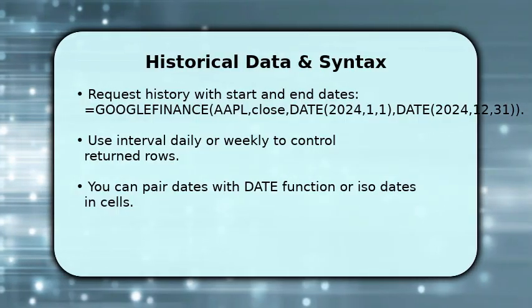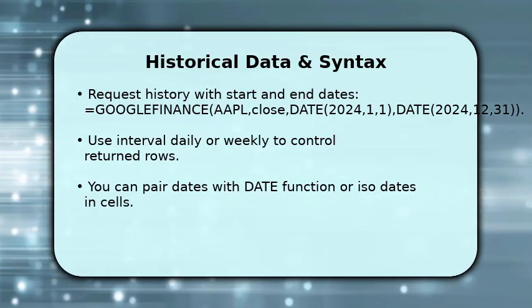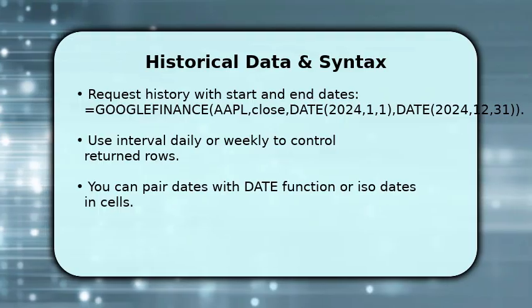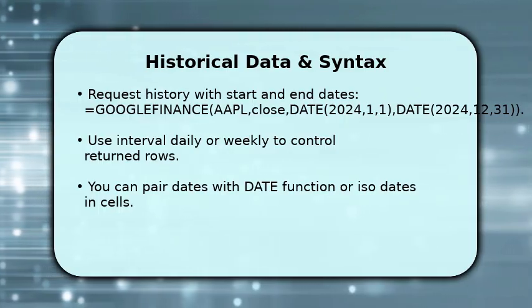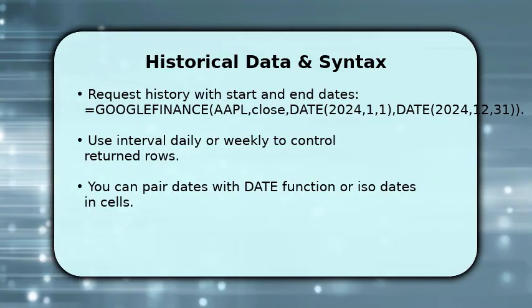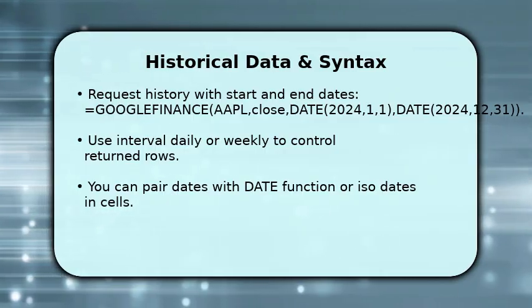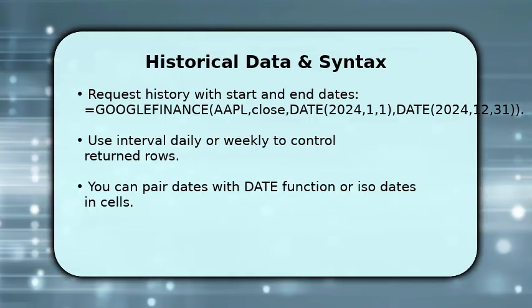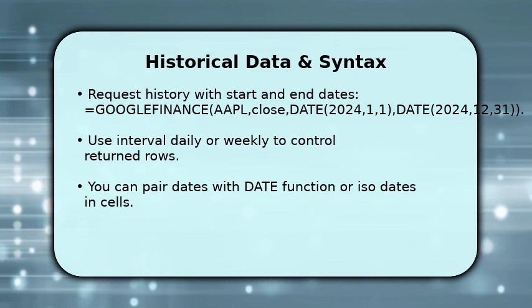Use =GOOGLEFINANCE(symbol, attribute, start_date, end_date, interval) for a time series. Example: =GOOGLEFINANCE("AAPL", "close", DATE(2024,1,1), DATE(2024,12,31), "DAILY"). The function returns a 2-column table of dates and values. Interval accepts daily or weekly for fewer rows.